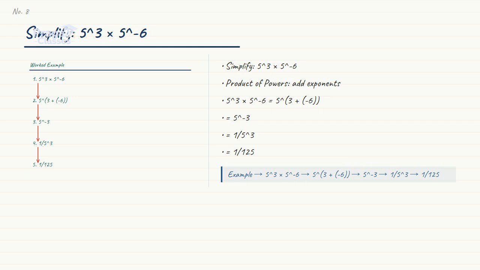Now, a negative exponent means take the reciprocal, just like we learned earlier. So 5 to the -3 is 1/5 cubed, which is 1/125. The board shows the whole chain: product, add exponents, negative exponent becomes reciprocal, and final answer 1/125.